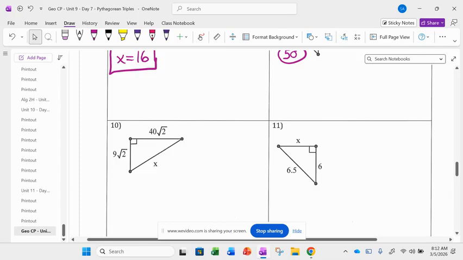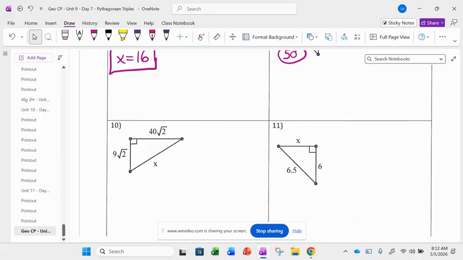Do you see how the outside numbers are a triple? There's a 9 and there's a 40. And so what would be the triple? 9, 40, what? 41. It'd be the triple 9, 40, 41.